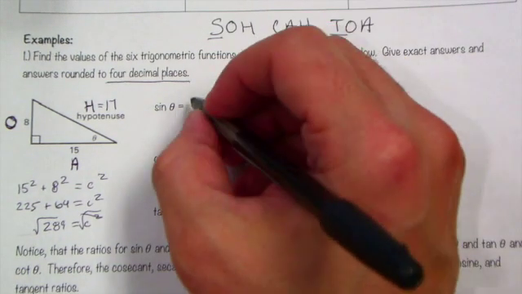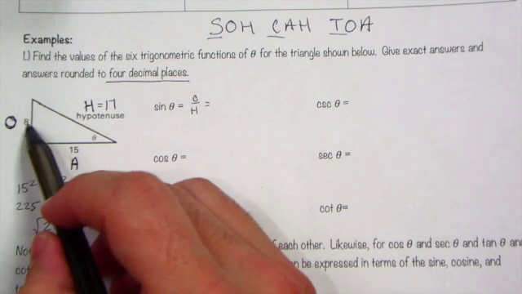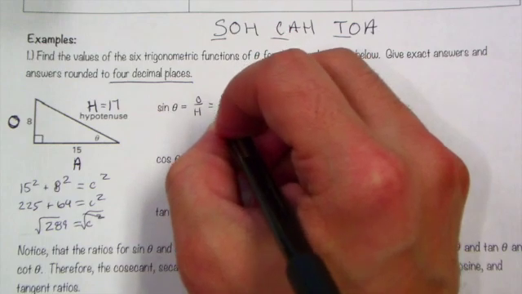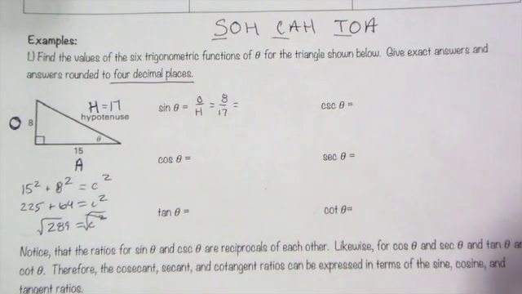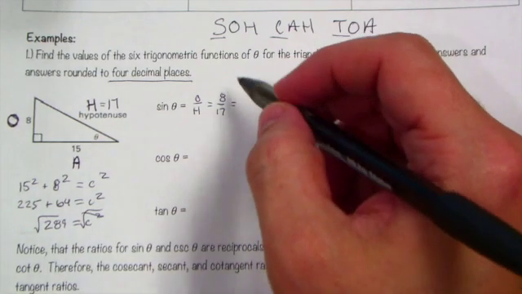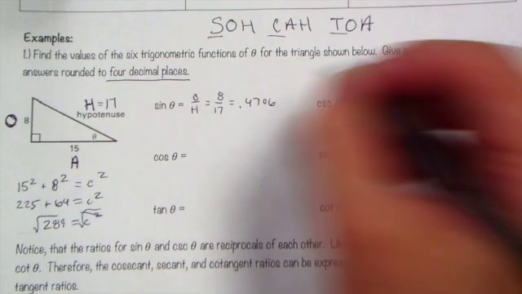So sine, since it is opposite over hypotenuse, I just replace now opposite is 8 and hypotenuse is 17. So 8 over 17. And so if we convert that to a decimal, to 4 decimal places, if you do 8 divided by 17, you get 0.4706.